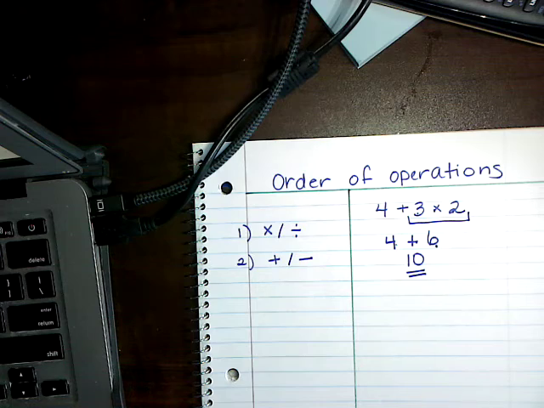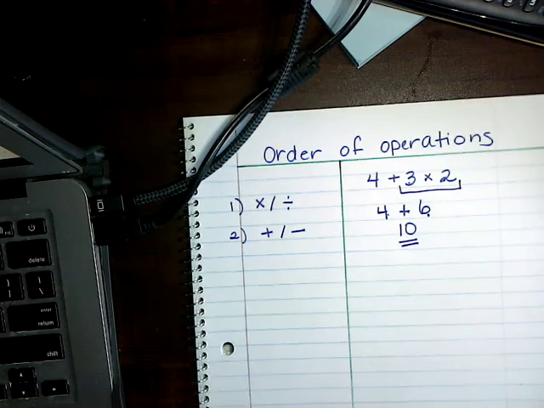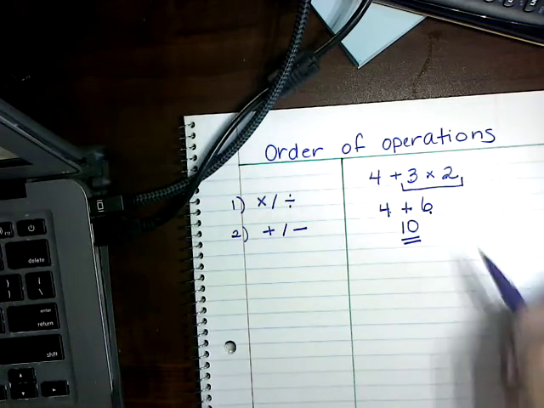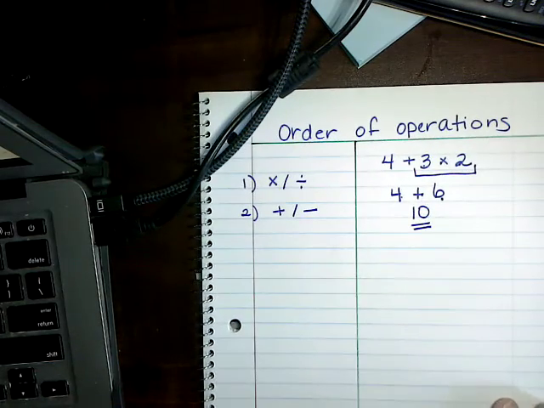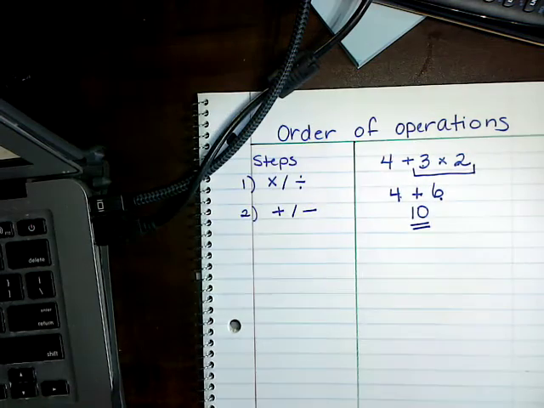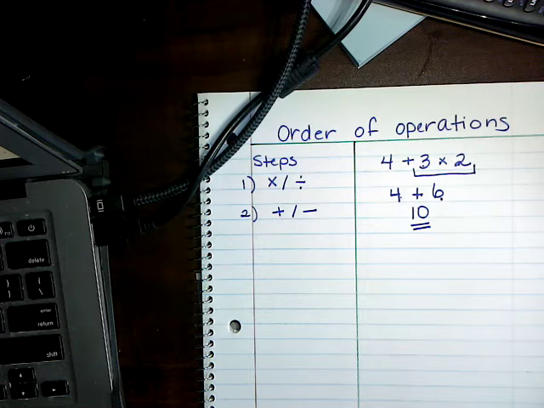Good. Okay, let's try another one. Do this, so it kind of helps you a little bit. Kind of do this little graphic, so you know that that's where you got the 6. So those are your steps. So let's try another one.